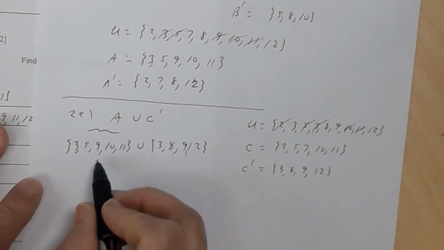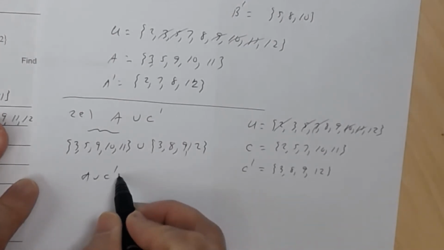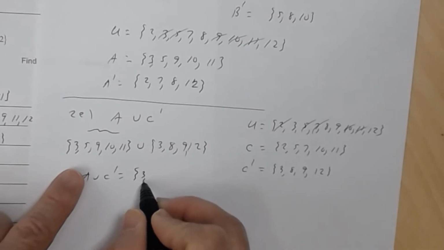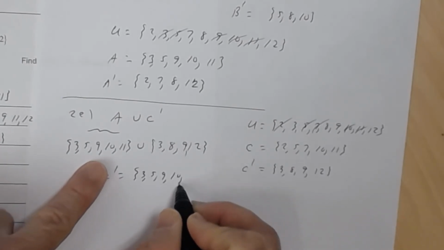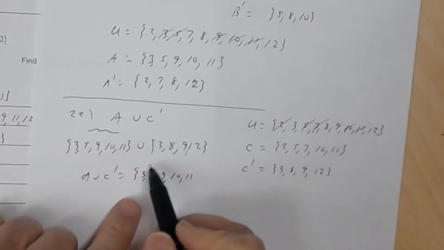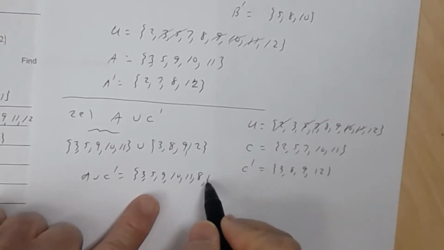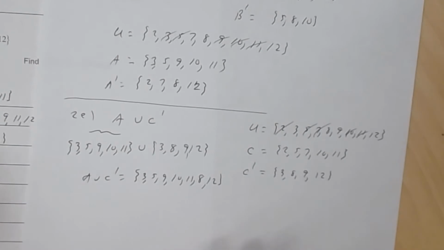And so the union, A union C complement, would be every element you see. So that'll be 3, 5, 9, 10, 11. Okay, over here I have 3 already. I don't have 8, I need to list it. I have 9, and I need 12. So A union C complement is this.